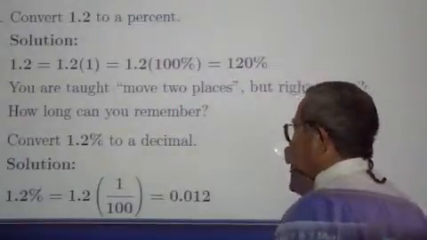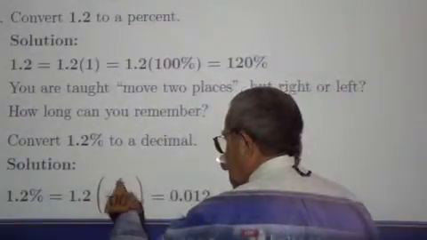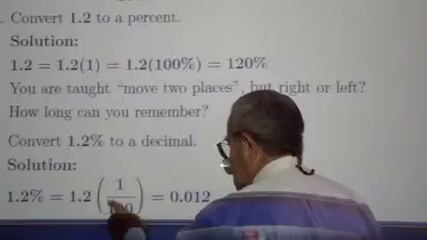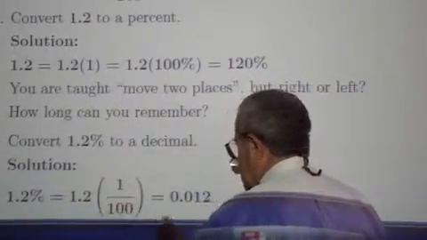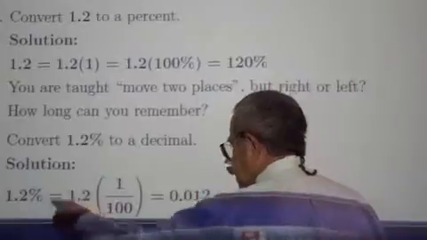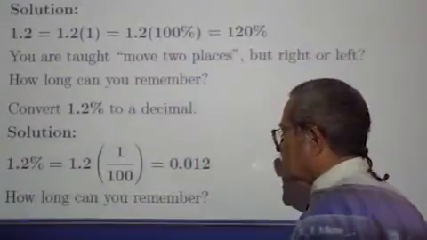Convert 1.2% to a decimal: 1.2% times 1 over 100 percent. So 1.2 in the numerator here, percent. Divide by 100, move 2 places to the left.